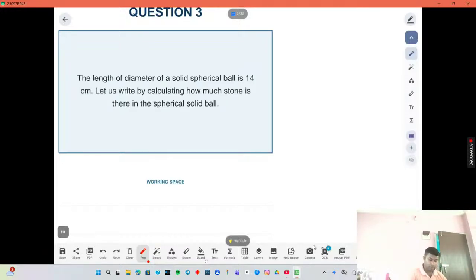So first, in order to find the answer of this question, we have to find the radius of the spherical ball. Here the diameter is given, d is equal to 14 centimeter. So radius will be 14 by 2 centimeter, which is equal to 7 centimeter.